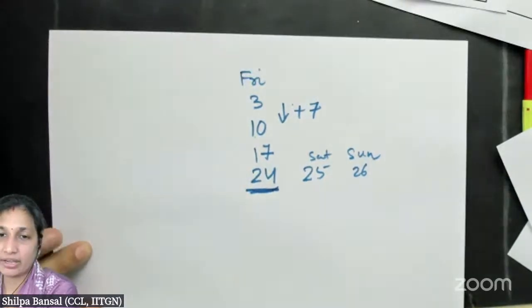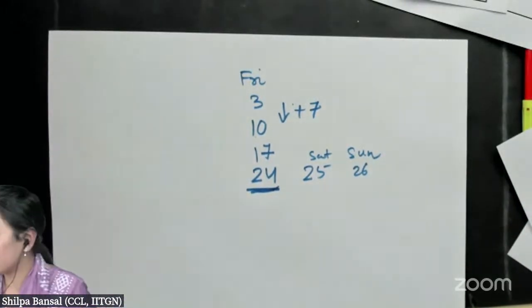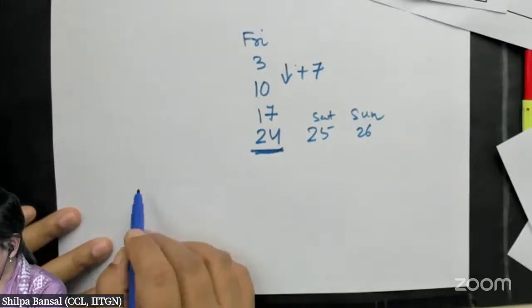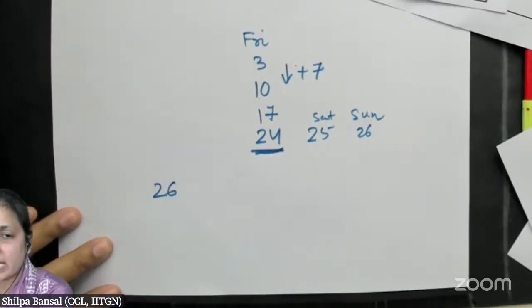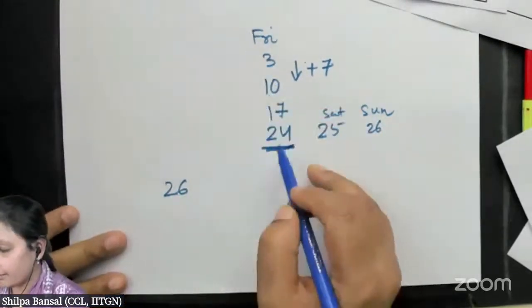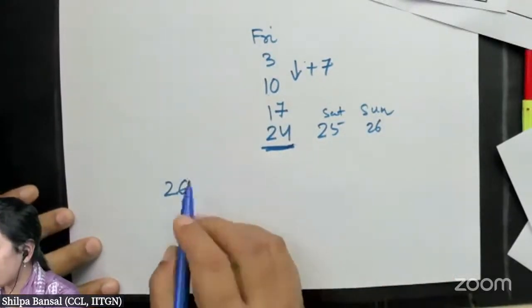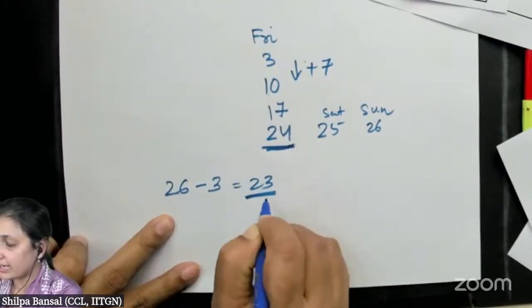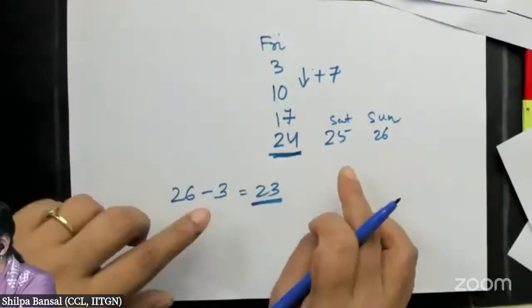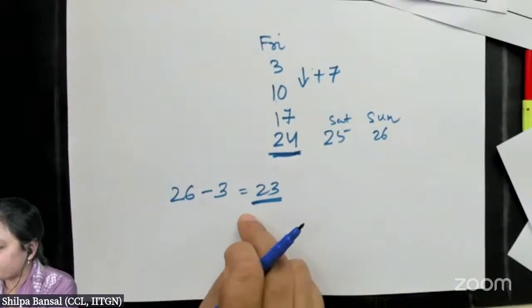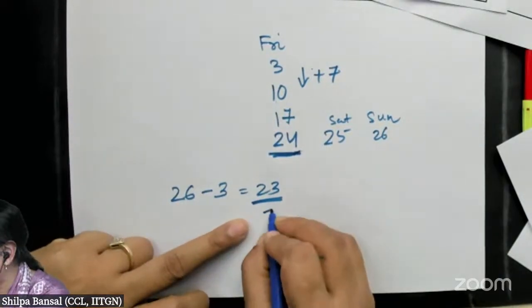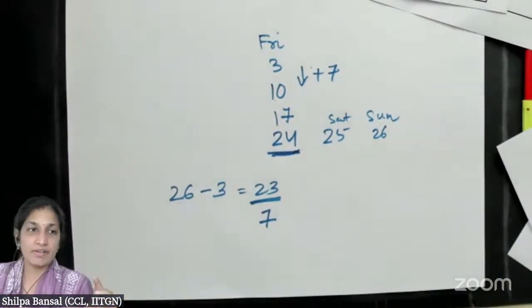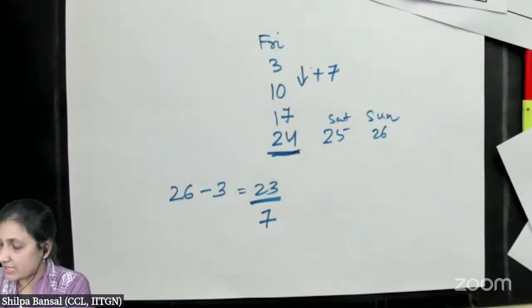You can calculate it like this, or you can calculate like this one. If you want to calculate 26, this is the logic behind this one. If you know 26, you subtract. So there is a difference of 23 days, from 3 to 26. So divide it by 7 because 7 days are in a week.